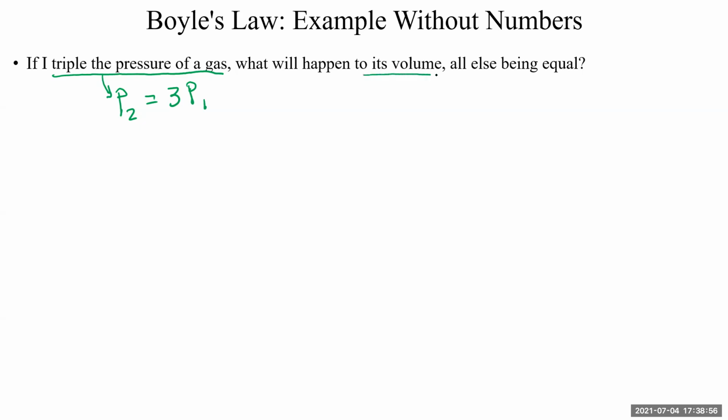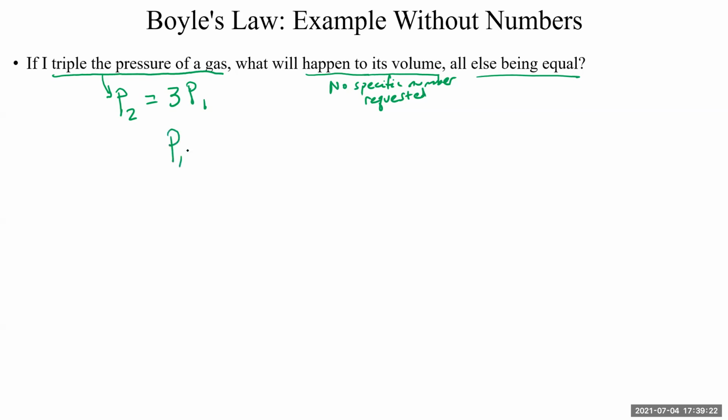What will happen to its volume, all else being equal? Now, I'm not asking for a specific number. No specific number requested. I'm simply asking what will happen to the volume. So let's see. P1 V1 equals P2 V2. What's going to happen? We don't even need the math here, to tell you the truth, but let's just use it anyway.